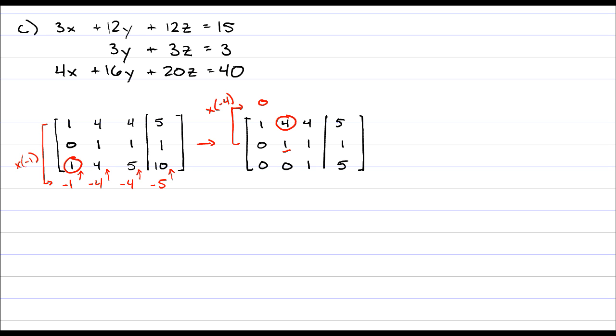0 times negative 4 is 0. 1 times minus 4 is minus 4. 1 times minus 4 is minus 4, and so on. So I add these numbers to the first row, and that gives me 1, 0, 0, 1, 0, 1, 1, 1, 0, 0, 1, 5.